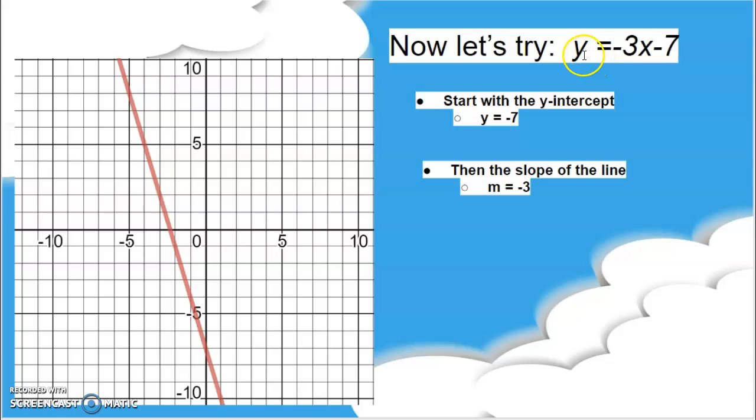Now let's try y equals negative 3x minus 7. First, start with the y-intercept again, which is negative 7. So we go all the way down here, negative 7, and we place a dot. Then the slope of the line is once again 3, but this time it is negative 3. So really, we're going to go down 3, so 1, 2, 3, and over.